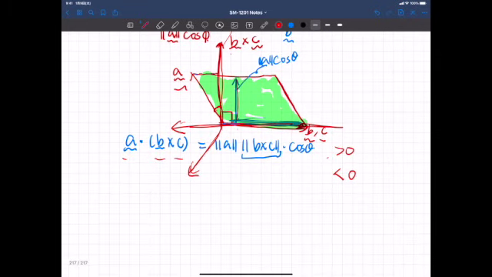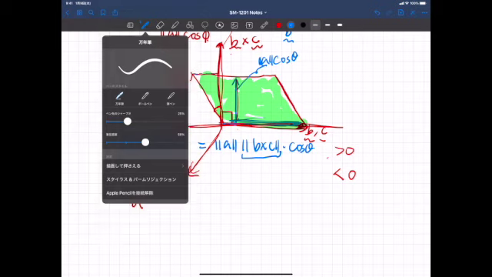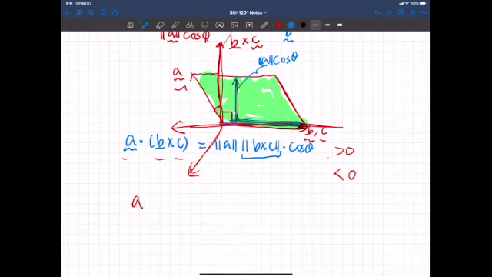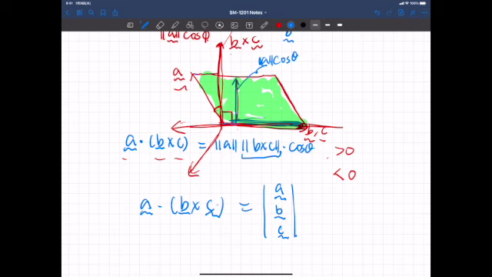But also you know that the triple product is the same as the determinant of a matrix made from these three vectors. So A dot B cross C is the determinant of a matrix, right?